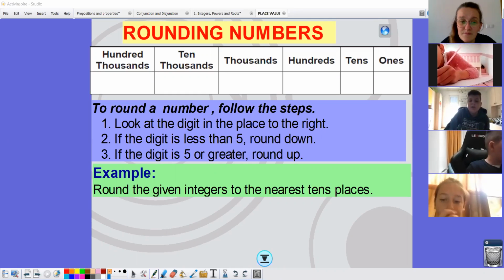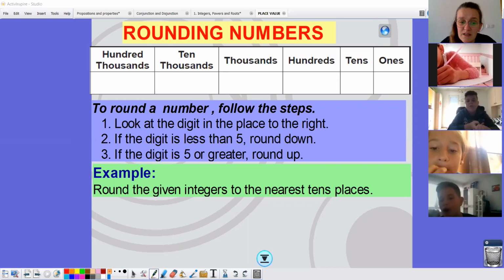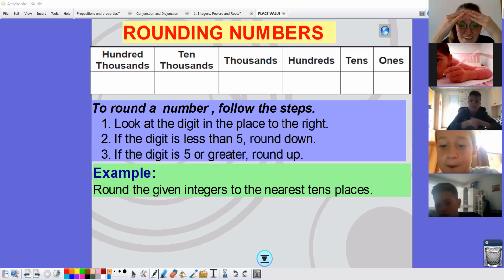If the digit is less than 5, you round down. If the digit is greater than 5, round up.